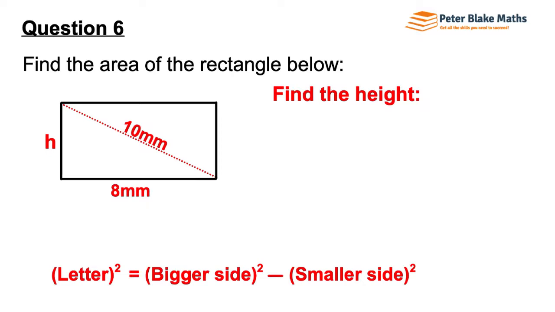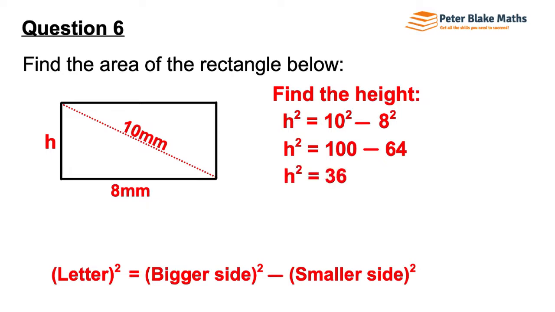Now it's a shorter side that we're finding. So that'll be the letter squared equals the bigger side squared minus the smaller side squared. We use minus when we're finding a shorter side here. The letter is H squared. The bigger side squared, and the hypotenuse here is 10, so we'll square that, and we'll subtract the 8 squared. So I've set that up there. H squared is going to equal 100 minus 64 when we calculate those.